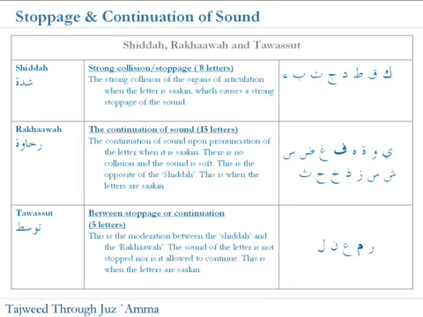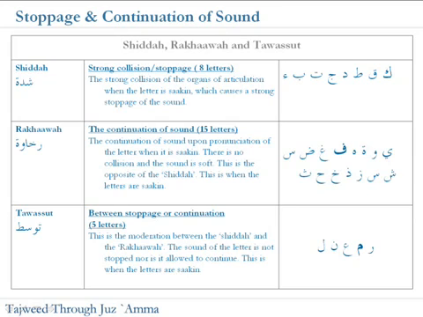So the first one we're going to take in the grouping of those with opposites is stoppage and continuation of sound. So we have three characteristics here, which is strong collision or stoppage, the continuation of sound, i.e. no collision or stoppage, and there's one in between. And in the Arabic we've got the terminologies for them here, so we've got shiddah, rakhawa and tawassat, and they've got a certain number of letters in them, so we'll just read through the points.